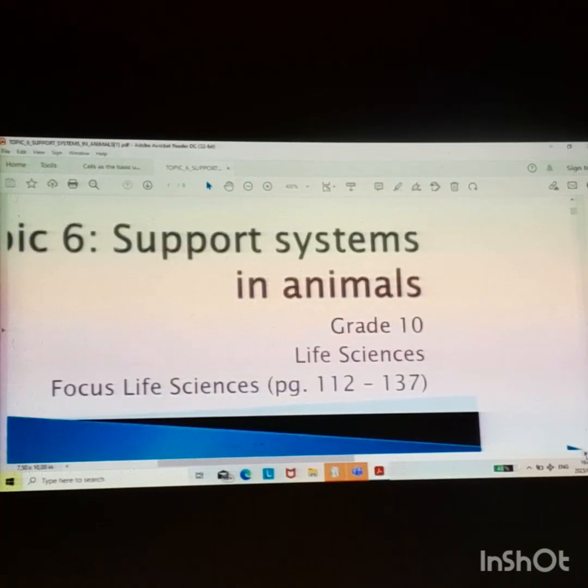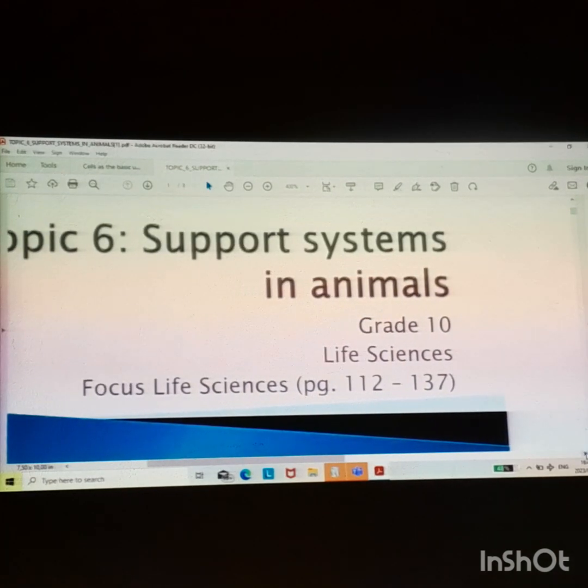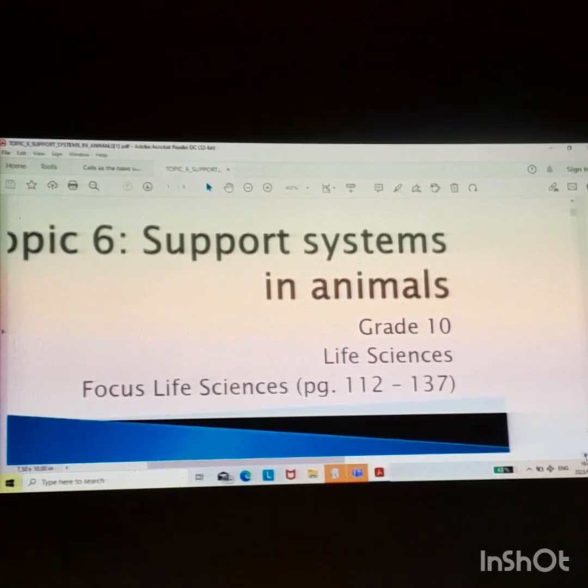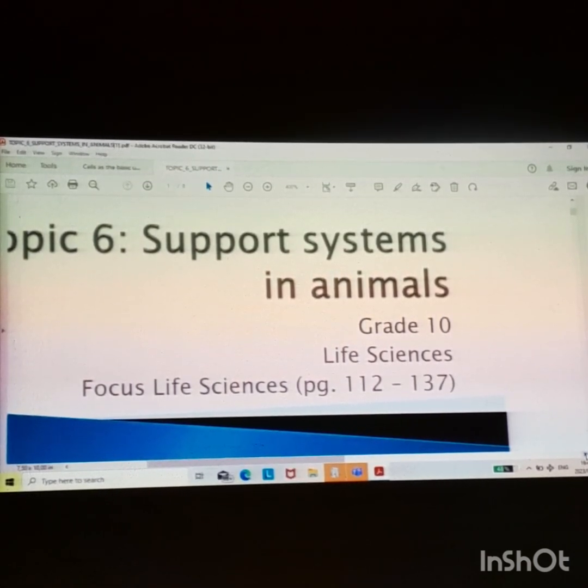Life Sciences, Grade 10, Term 2's content, meaning that we are on the support system in animals, meaning that we will be focusing on what? On support system in animals only.